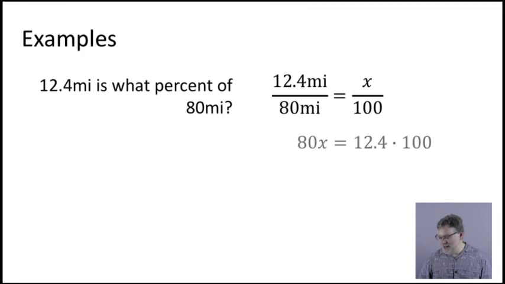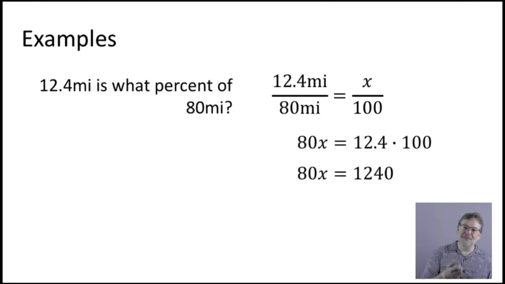Here's another example. 12.4 miles is what percent of 80 miles? Now what's our unknown? Well, in this case, the words "what percent" indicate that our rate this time is the thing that's unknown. So for the first time, on the right-hand side, we have an x in the upper right there. It's x over 100. The other two numbers fill up the left-hand side.